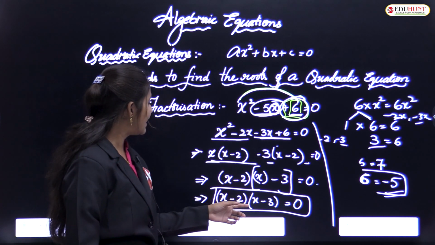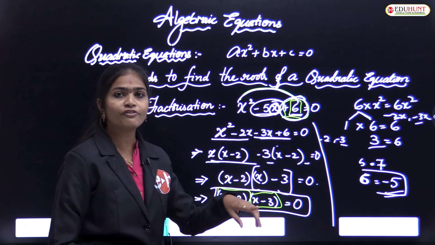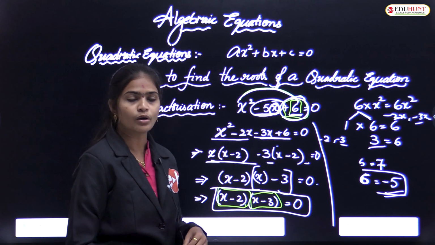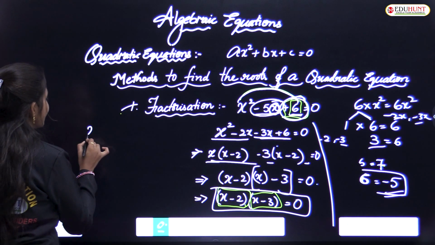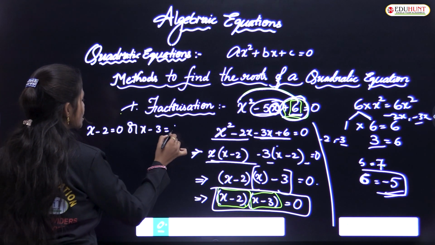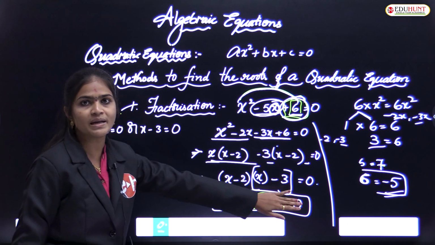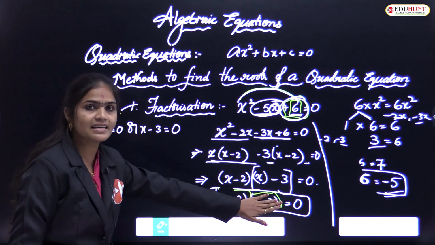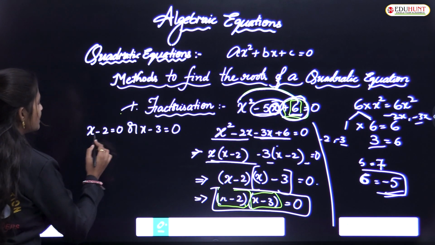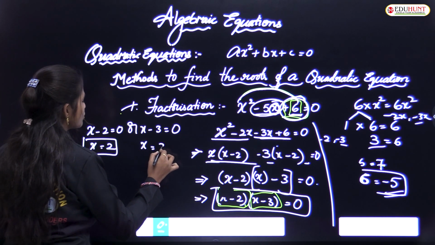So that's why, here we have two factors, no? Either one of the factors is equal to 0, or the other expression is equal to 0. So either x minus 2 is equal to 0 or x minus 3 is equal to 0. If x minus 2 is equal to 0, then 0 into x minus 3 is 0, or if x minus 3 is equal to 0, then 0 into x minus 2 is 0. So from this, x is equal to 2 and here x is equal to 3.